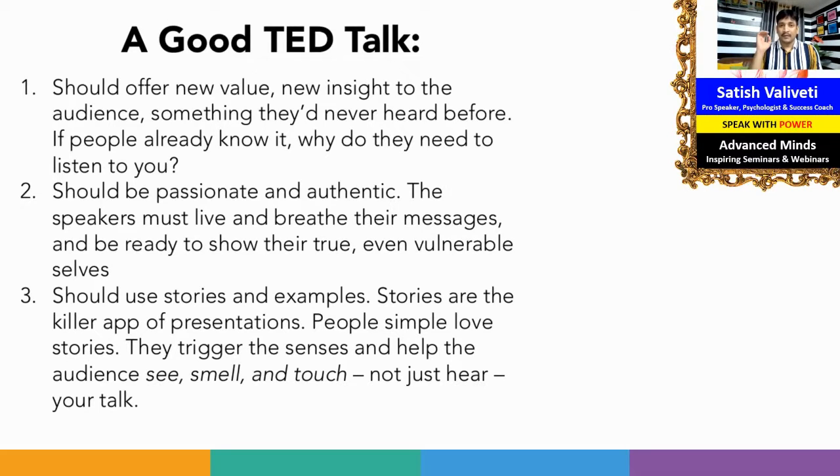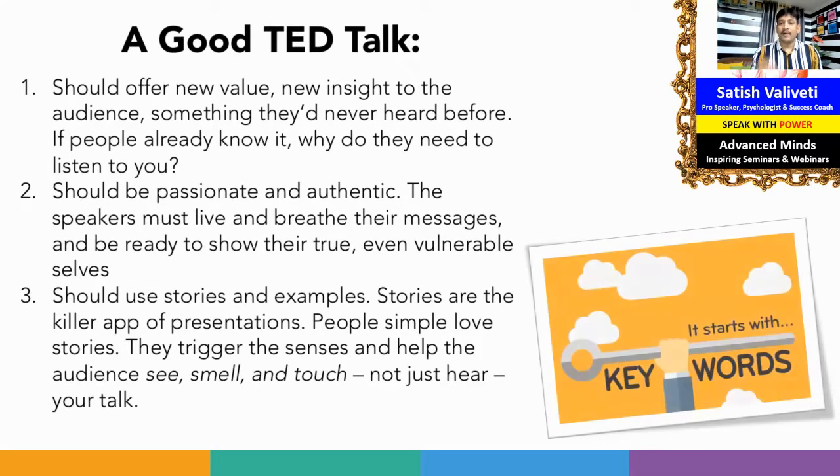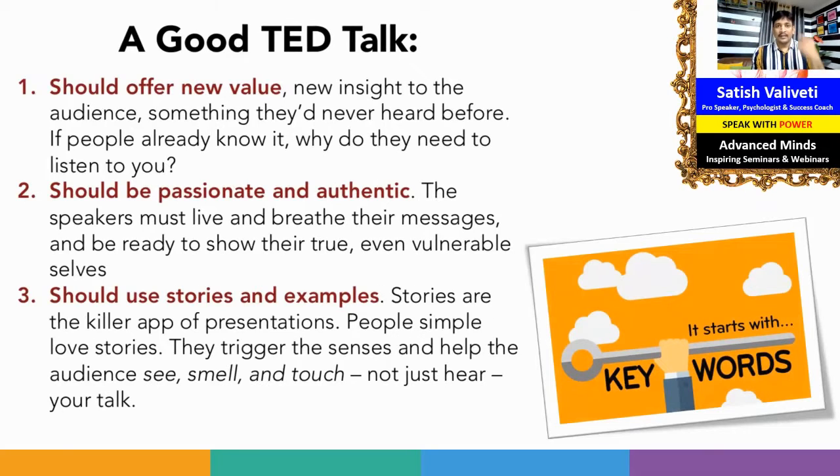So what to do? First step, if you want to present these 3 points, identify the keywords, right? For example, look at the first point. What do you think is the keyword in the first point? The first one, should offer new value, is the keyword. Second one, should be passionate and authentic, is the keyword. Third one, should use stories and examples. This is the keyword, right? As a speaker, I'm only supposed to show those keywords. And the remaining text, I got to remove because that's what I'm there to speak about.